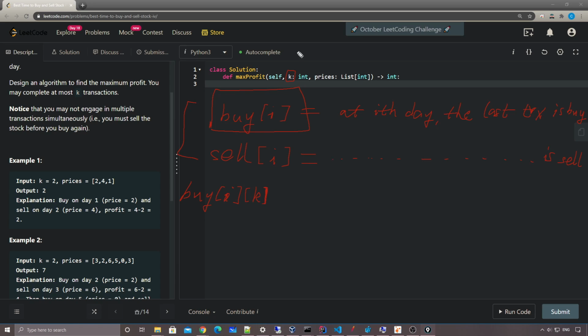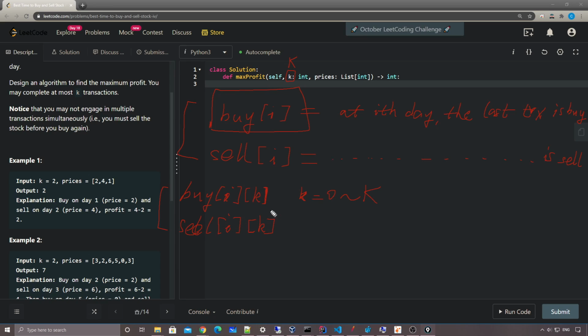Of course, let's say this K is an uppercase K, and this is a lowercase k. So k is in the range of zero to the uppercase K. Same thing for sell[i][k]: at the i-th state, the last transaction is sell, and we have done k transactions. So we can just use these DP definitions to help us solve this problem.